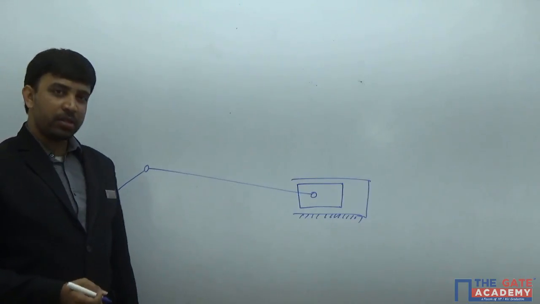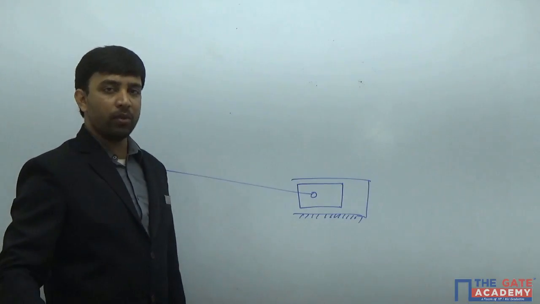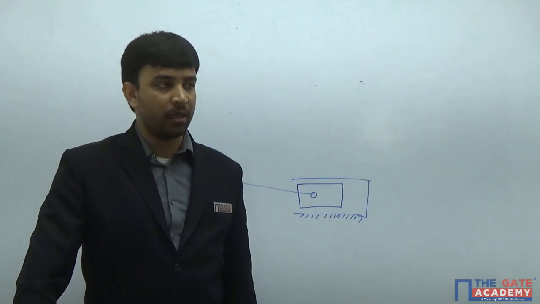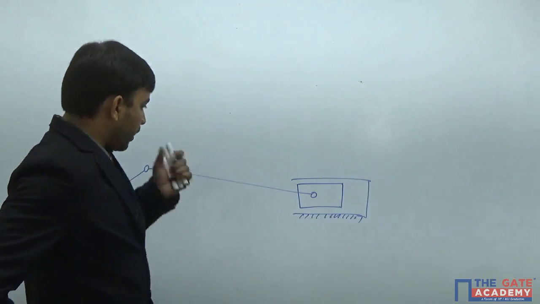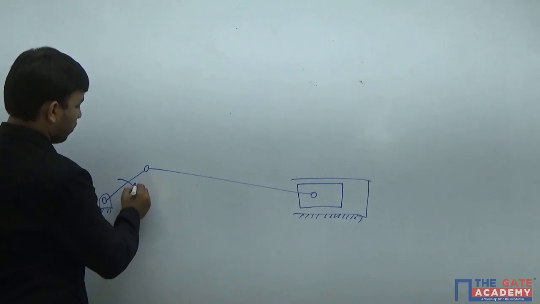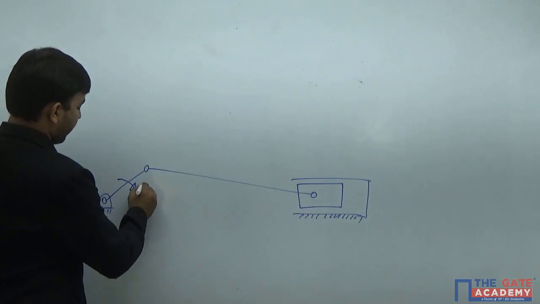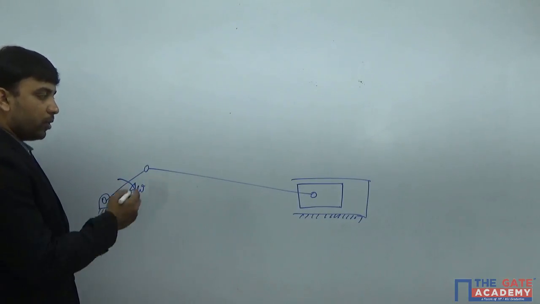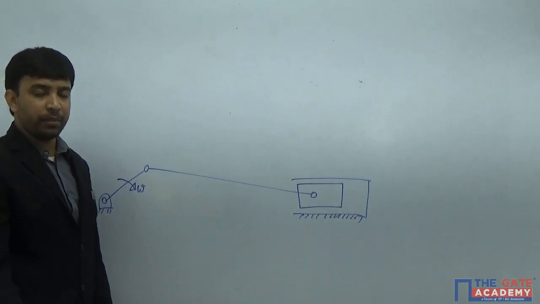In a velocity analysis, the velocity of one link will be given to you and you are required to find the velocity of the other links inside the mechanism. Here, the velocity of one link is known to you, that is, the velocity of this crank is known. I am calling the velocity of the crank omega. I want to find the velocity of the other links inside this particular mechanism.